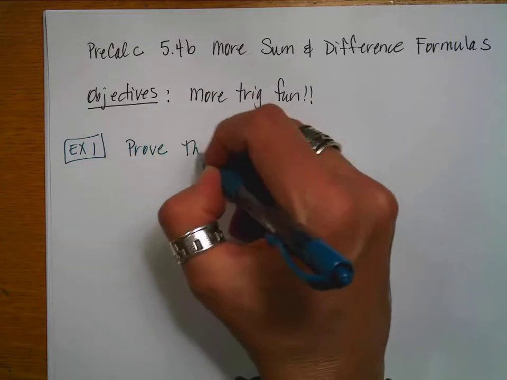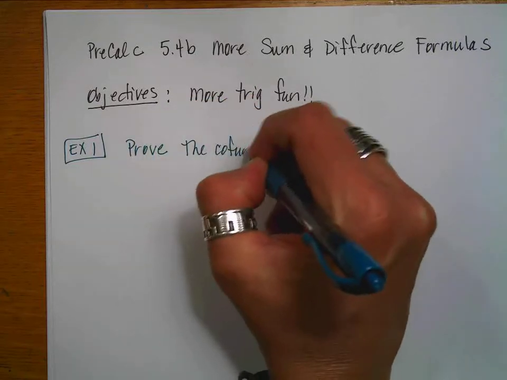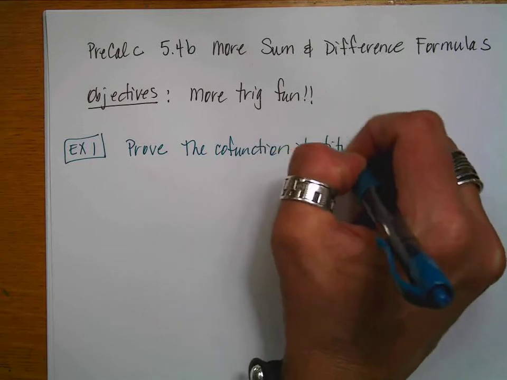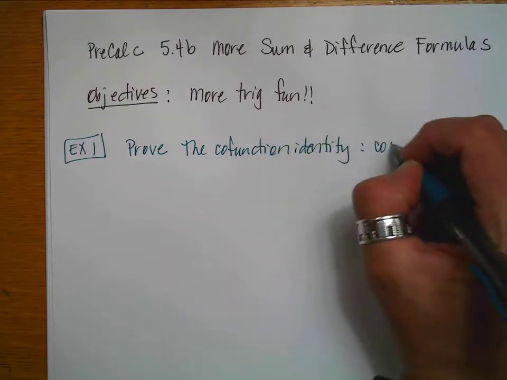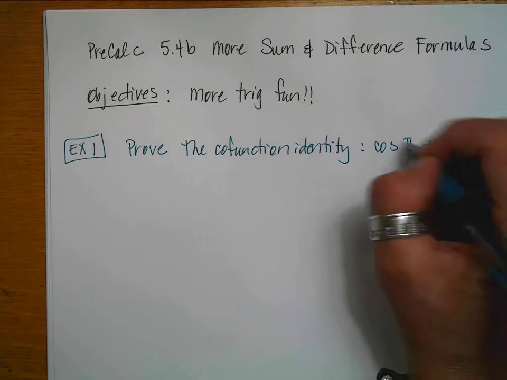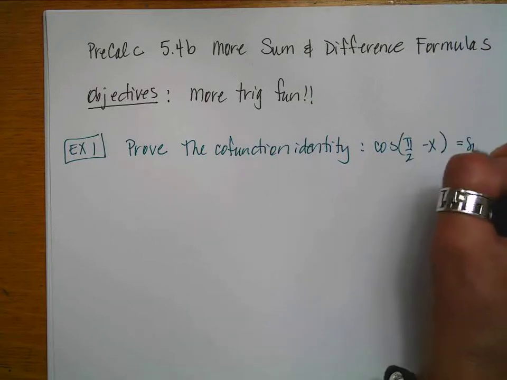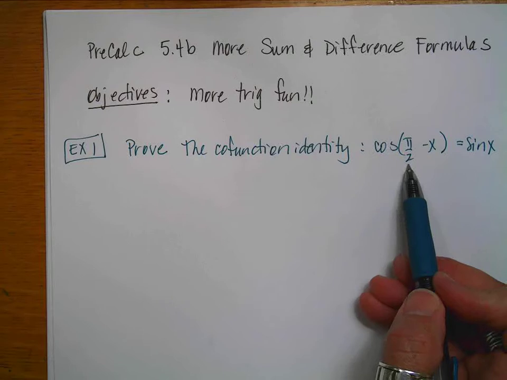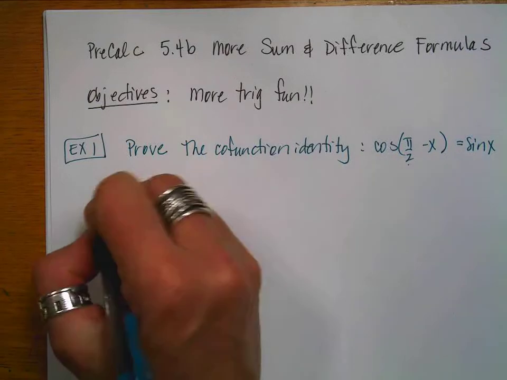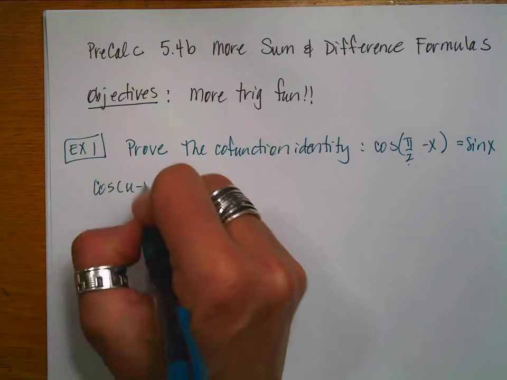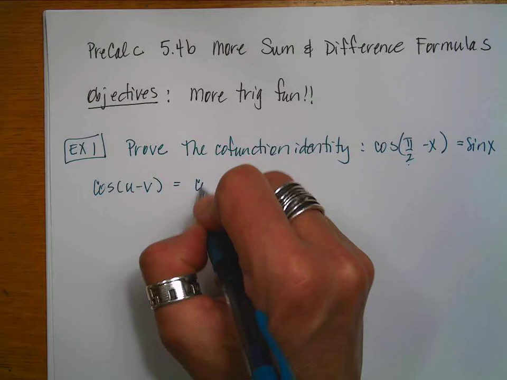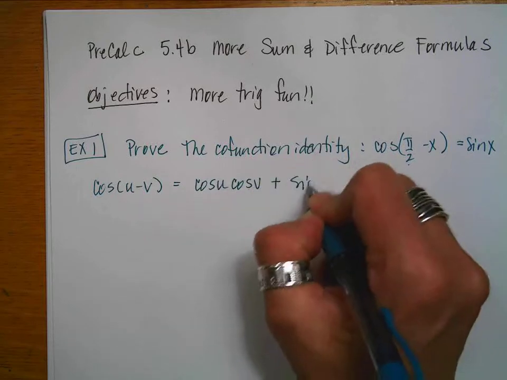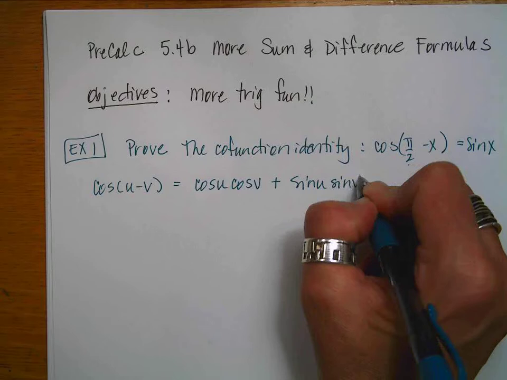So we're going to prove the cofunction identity. And that's going to be that the cosine of pi over 2 minus x is equal to the sine of x. So if you'll notice, the cofunction identity is really just a sum and difference. So the cosine of u minus v is equal to the cosine of u, the cosine of v, plus the sine of u, sine of v.